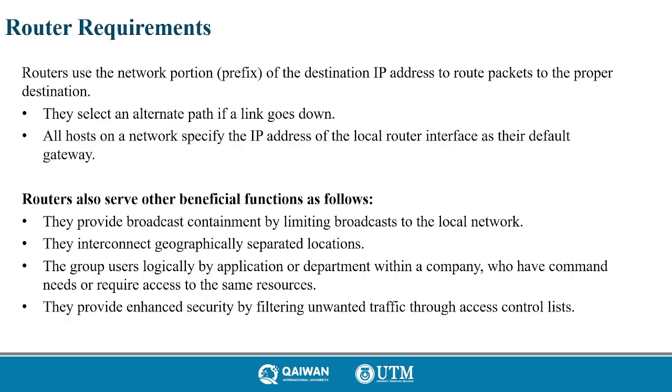Now they select an alternate path if a link goes down. All hosts on a network specify the IP address on a local router interface as their default gateway. We explained all of these, and we know what the default gateway is. We know that if we have a router, it means that we need to have IP addresses, because when we have a router, it means that we have a routing protocol. So we need to make sure that we will also have IP addresses.